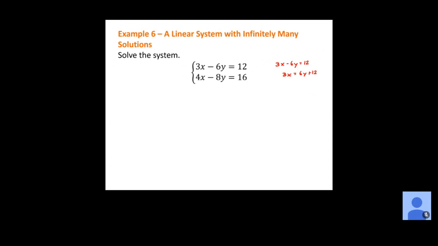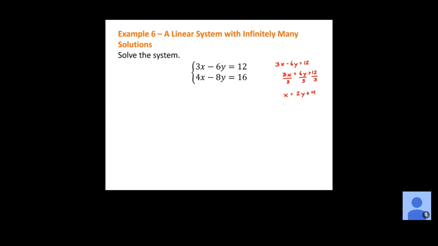And I'm going to divide by 3. Now remember, when I do that, I need to divide every single term by 3. So we're going to have x equals 2y plus 4. And again, if you wanted to use elimination on this one, that's perfectly fine also. It doesn't specify what method we have to use, and all methods will give us the same answer.